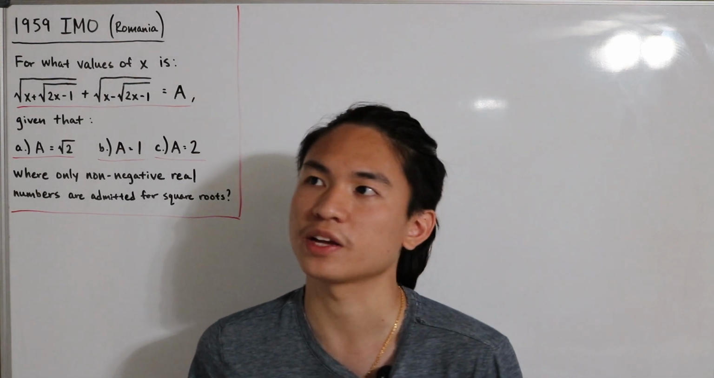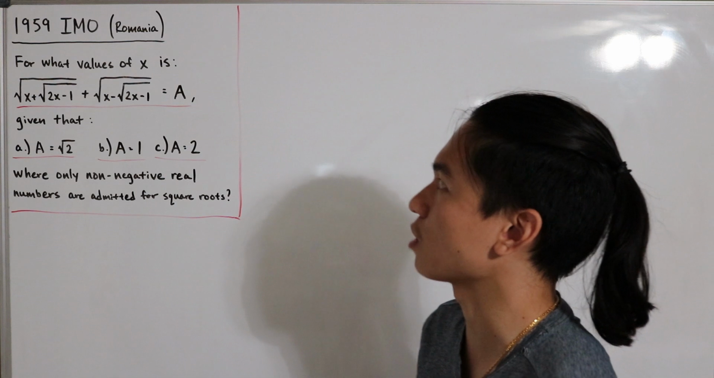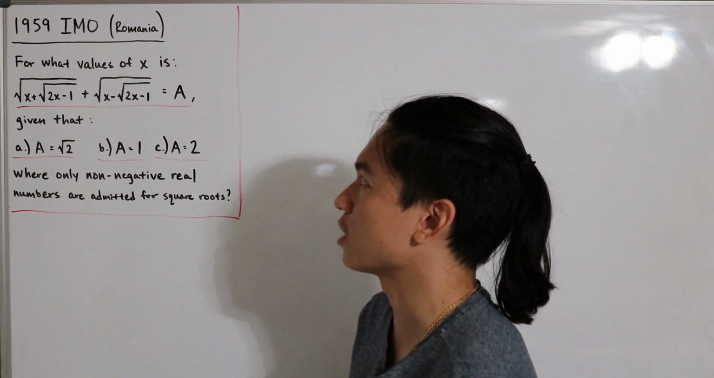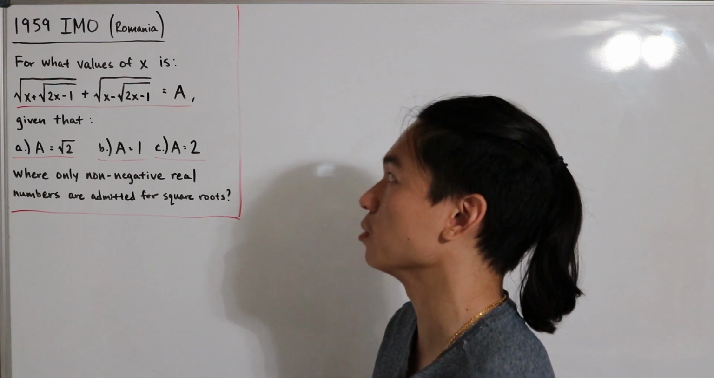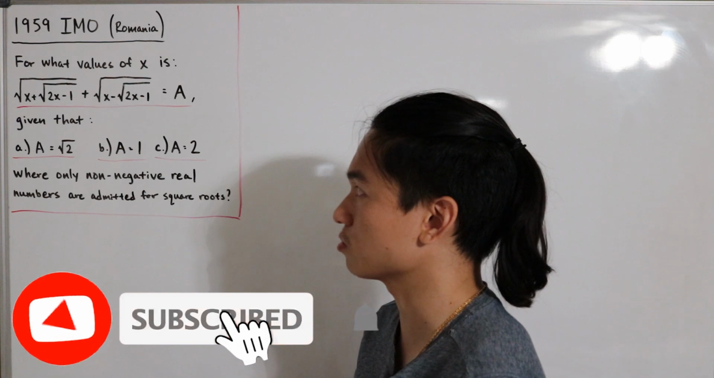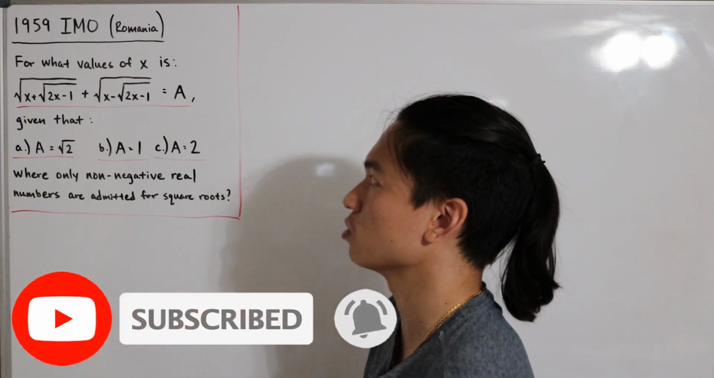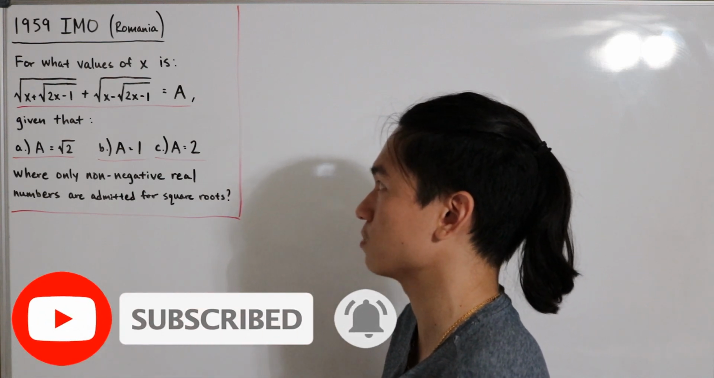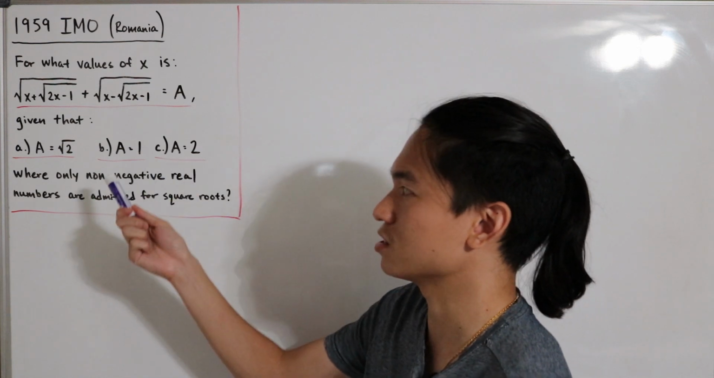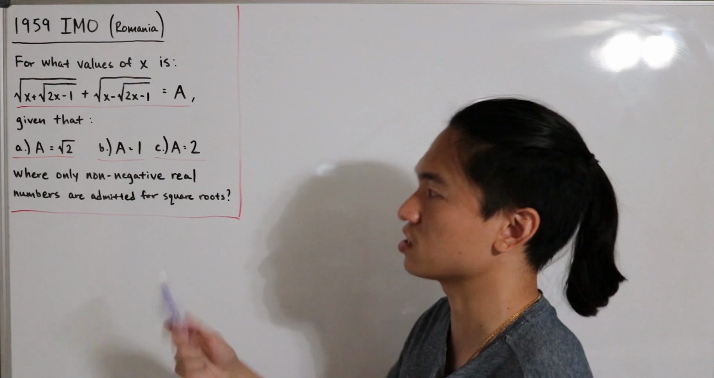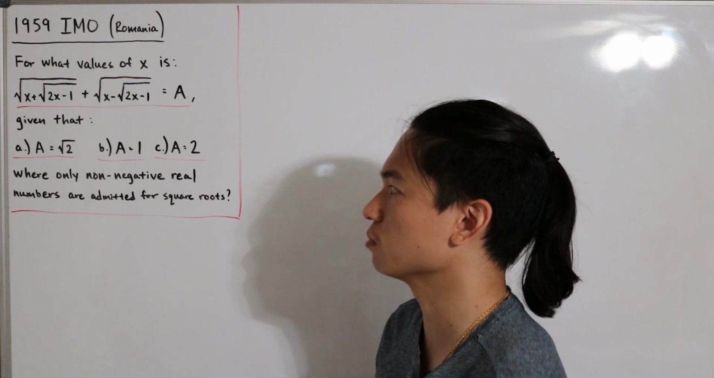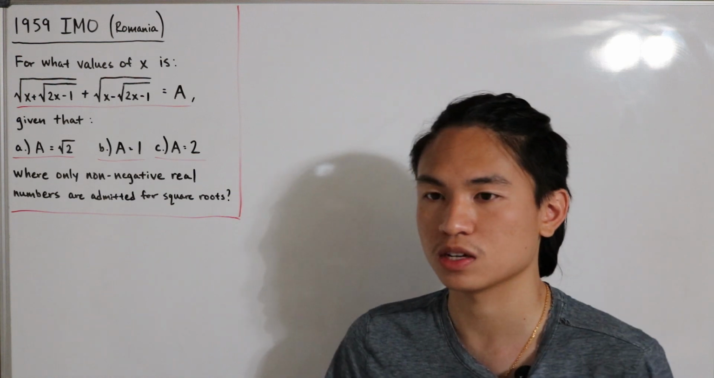So in today's video, we have the following math contest problem that was proposed in Romania from the 1959 International Math Olympiad, which is the second problem. For what values of x is the square root of x plus the square root of 2x minus 1, plus the square root of x minus the square root of 2x minus 1, equal to A, given that part A, A is equal to the square root of 2, part B, A is equal to 1, and part C, A is equal to 2, where only non-negative real numbers are admitted for square roots.